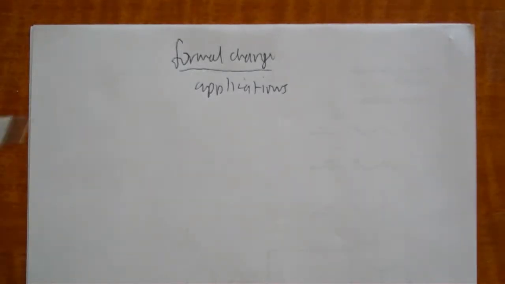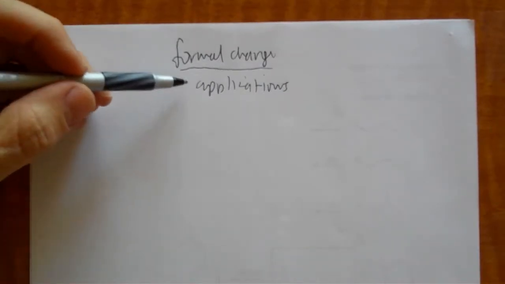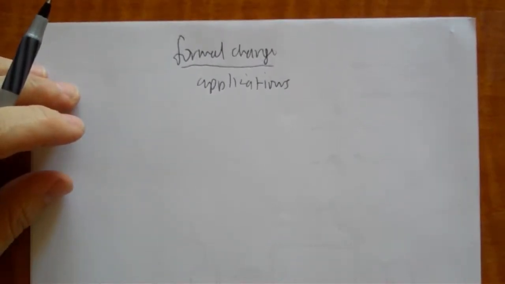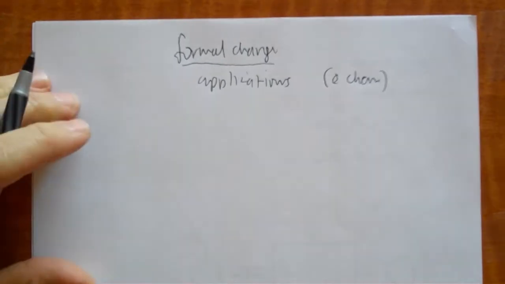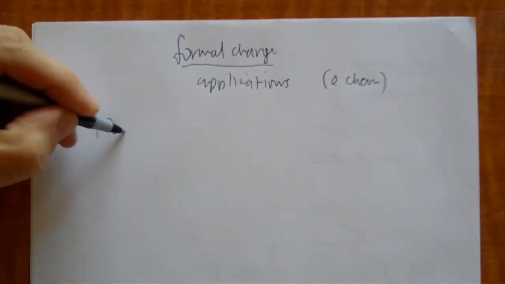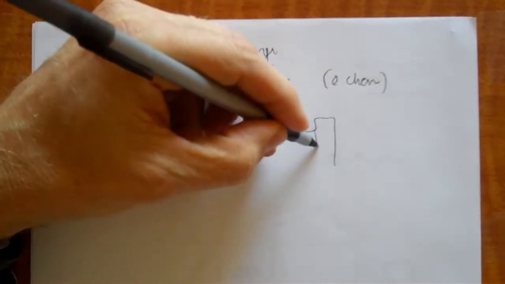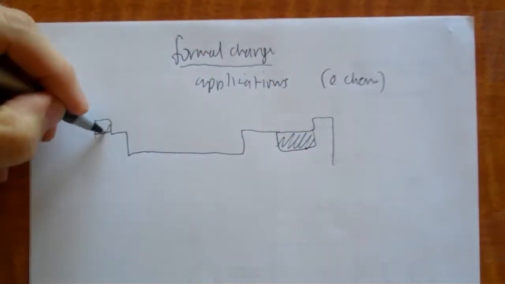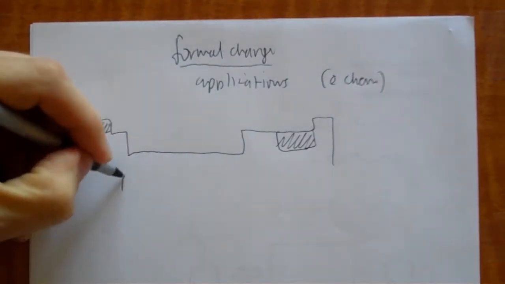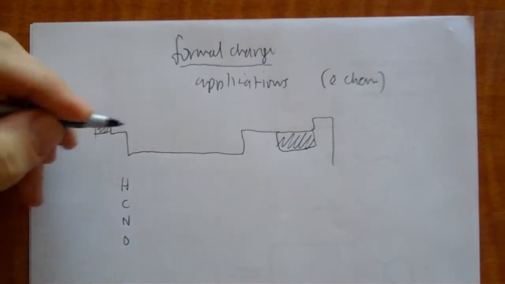Okay, so as a follow-up video of the formal charge video which I did recently, I'd like to describe some applications of formal charge, specifically in the context of organic chemistry. So recall please that in organic chemistry, the primary portion of our life is right here. In other words, we care about hydrogen, carbon, nitrogen, and oxygen.